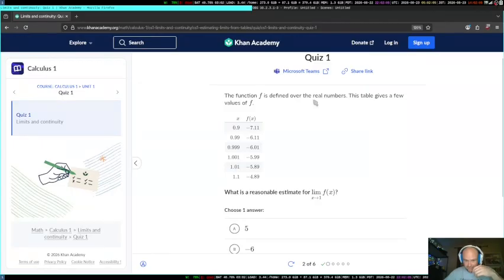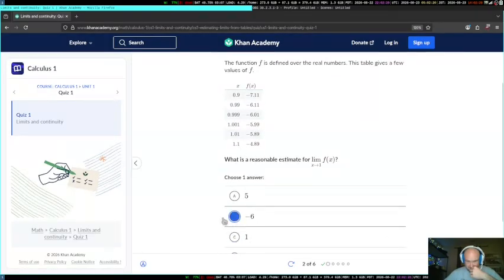The function f is defined over the real numbers. This table gives a few values of f. What's a reasonable approximation for the limit as x approaches 1 of f of x? Well, it's about 6 or minus 6.